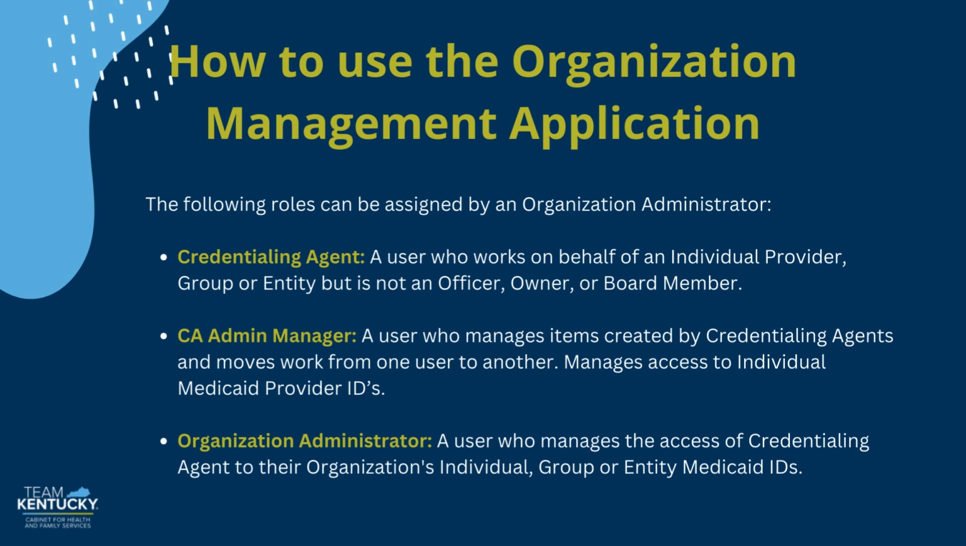An organization administrator can assign the following roles that will grant specific types of access to users in their organization. Credentialing agent: a user who works on behalf of an individual provider, group, or entity, but is not an officer, owner, or board member. CA admin manager: a user who manages items created by credentialing agents by moving work from one user to another, and also manages credentialing agent access to Medicaid IDs in their organization. Organization administrator: a user who manages the access of credentialing agents to their organization's individual, group, or entity Medicaid IDs.